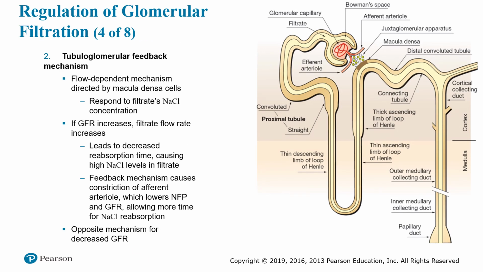The other mechanism of autoregulation is known as tubuloglomerular feedback. Let's go over this. This is our renal corpuscle. The renal corpuscle consists of the glomerulus and the Bowman's capsule. This is the capsular space. This is where the filtrate is being made.